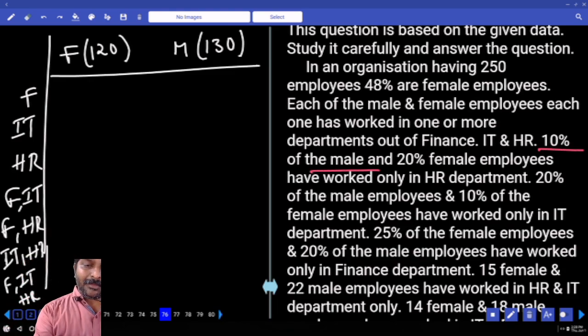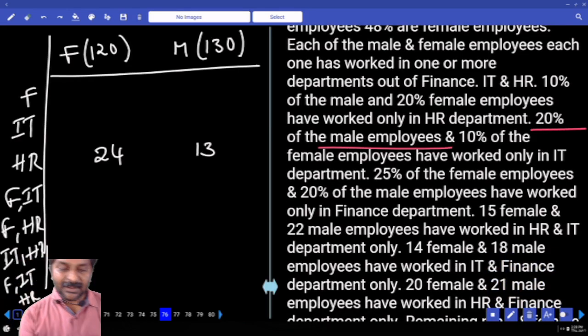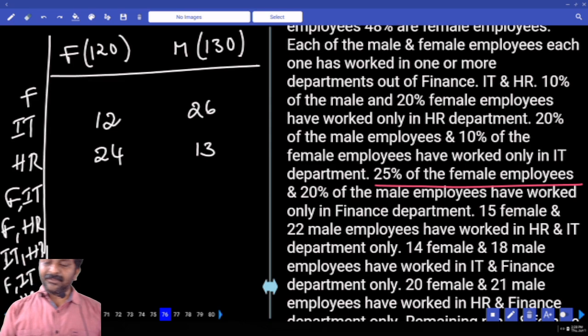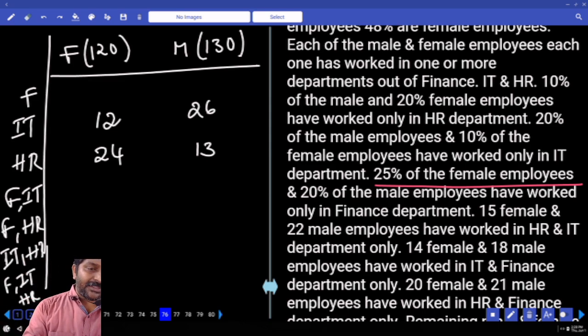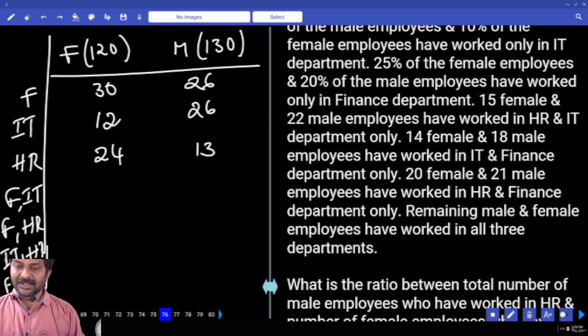Come on, start. 10% of the male, how many? 13, right? They are working in which department? HR department. So let me write 13 here. 20% of female employees, 24, working in only HR, correct? Next, 20% of the male, 26, working in IT, 10% of the female, 12, working in IT. Next, 25% of the female, how much is that? 30, and 20% of the male, working in finance.